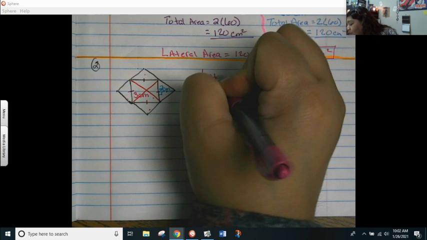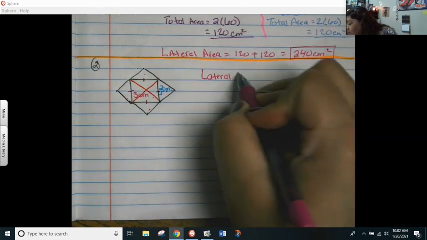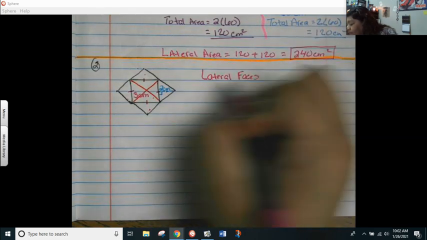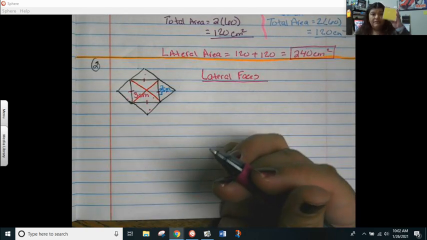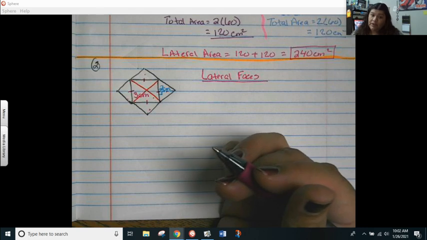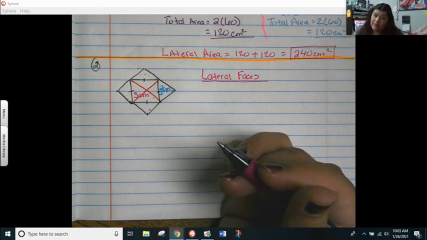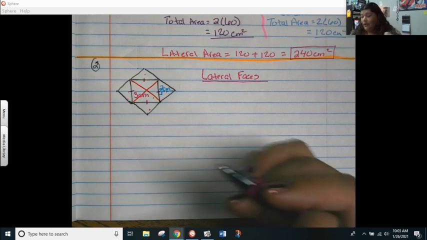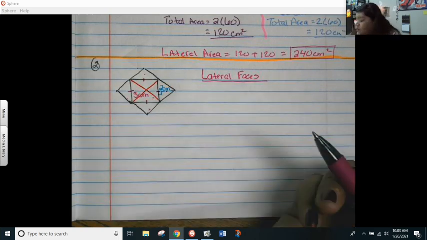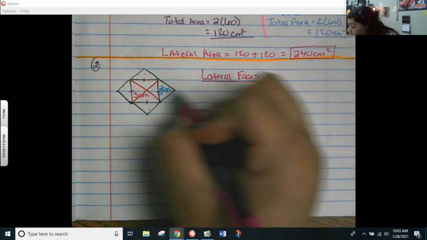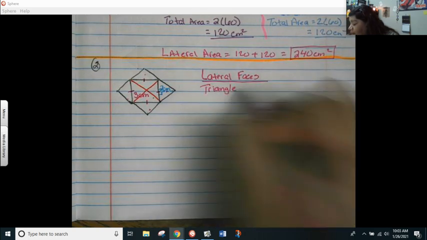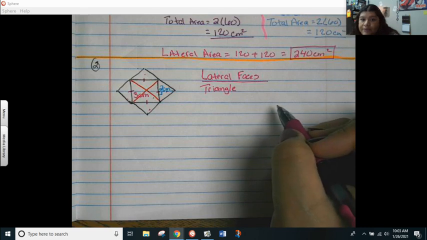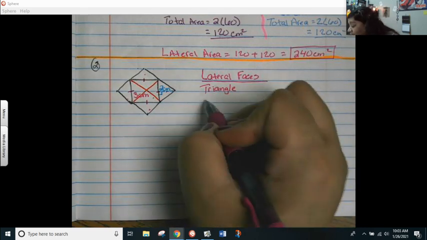So we're good here. So I'm just gonna do lateral faces. And again, they're all the same because the base is a square. If it was a rectangle, you'd have 2 the same size, another 2 the same size, okay? But we're lucky we got a square. So I see that my lateral faces here are triangles. Okay, and what do the tricky triangles make you do? Divide by 2, don't forget that, okay?